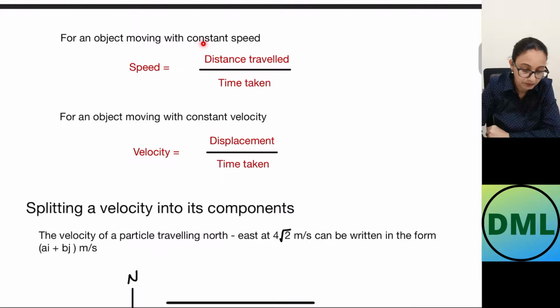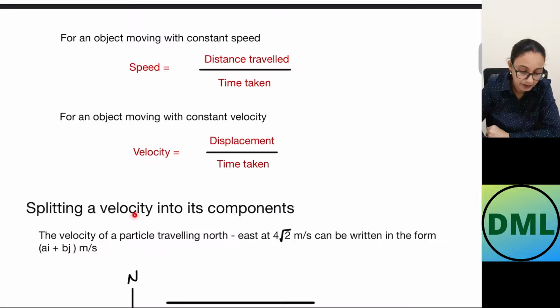For an object moving with constant speed, speed will be given by distance travelled over the time taken. For an object moving with constant velocity, velocity will be given by displacement over time taken. You already know the difference between distance and displacement.